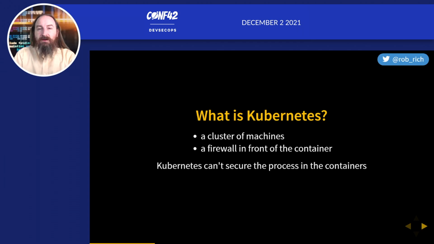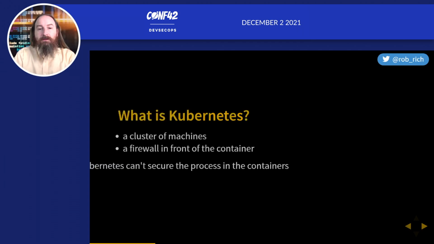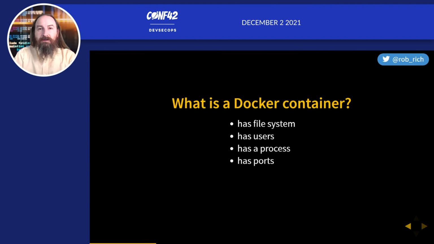Kubernetes focuses on keeping Kubernetes running. It's our task to secure the process in the container. So what is a container? Well, a container has a file system, it has users, it has a process, it has ports. This looks a lot like a Linux machine. And we know how to secure a Linux machine.